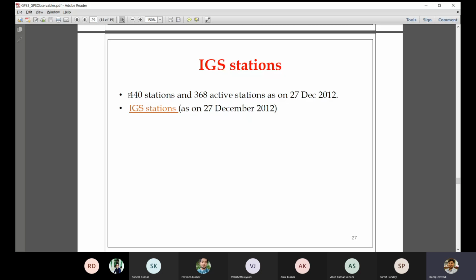So how many stations? 440 stations and 368 active stations as on 27 December 2012. If you want to see the real data, you can access the IGS sites for better details. You can still download the data because it is available on the website in a different folder called data. You can access that data, and you can also access the IGS stations available to a particular user.